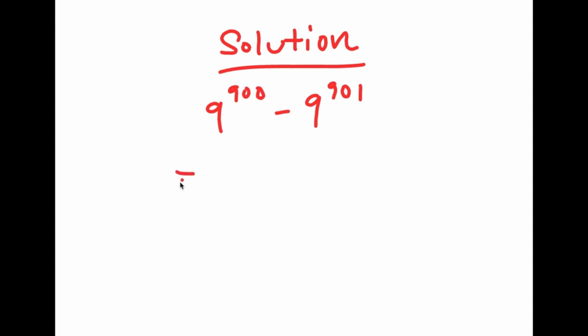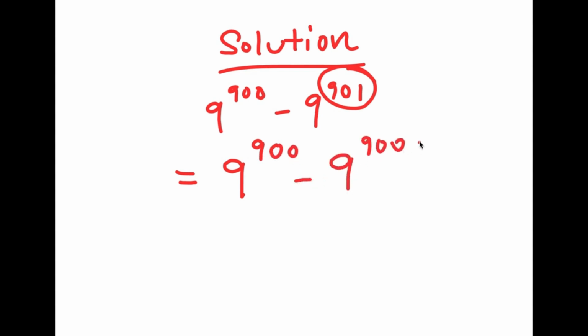Now this is the same thing as, I can rewrite 901 as 900 plus 1. So this is the same thing as 9 to the power of 900 minus 9 to the power of 900 plus 1.